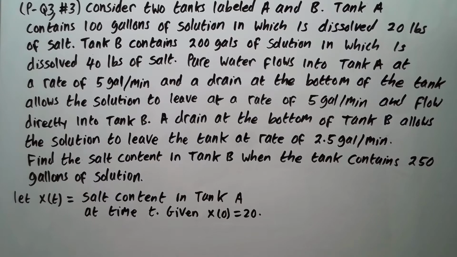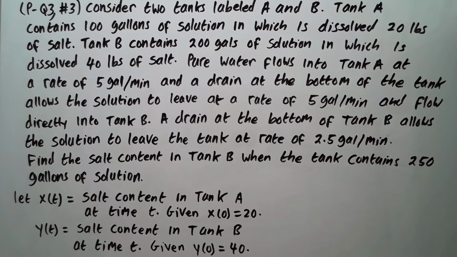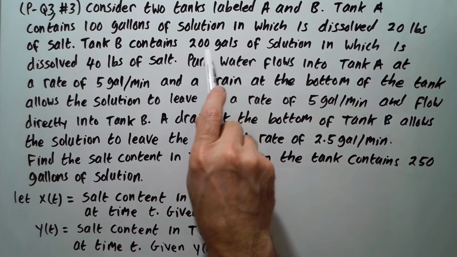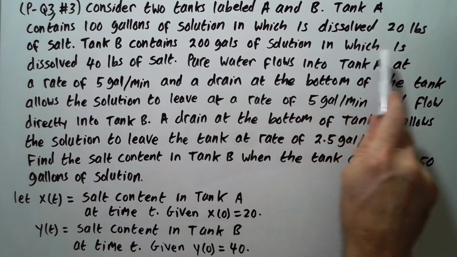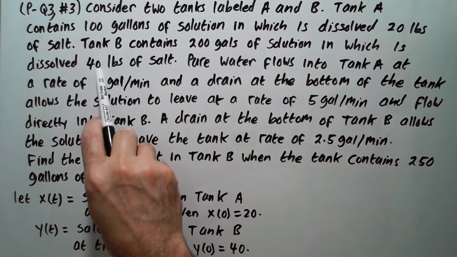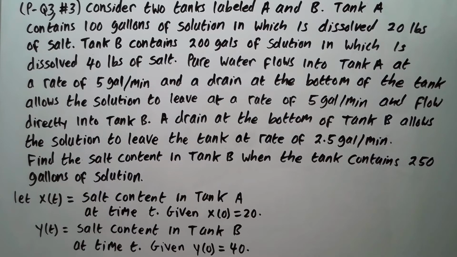And I'm going to define y of t to be the salt content in tank B at time t. If you look up here, it says tank B contains 200 gallons of solution, in which is dissolved 40 pounds of salt. So it means at time 0, y of 0 would be 40. Okay, so we have these things. Now let me draw a picture.